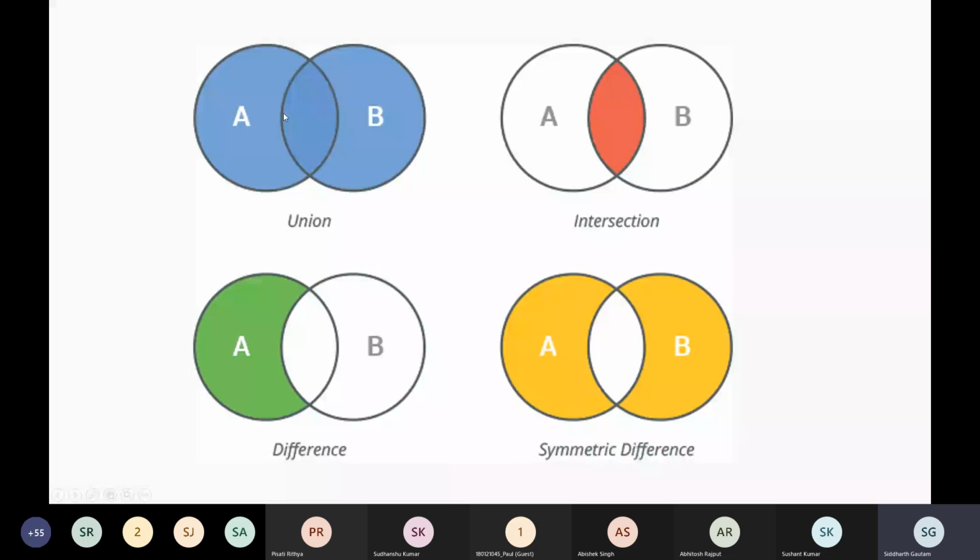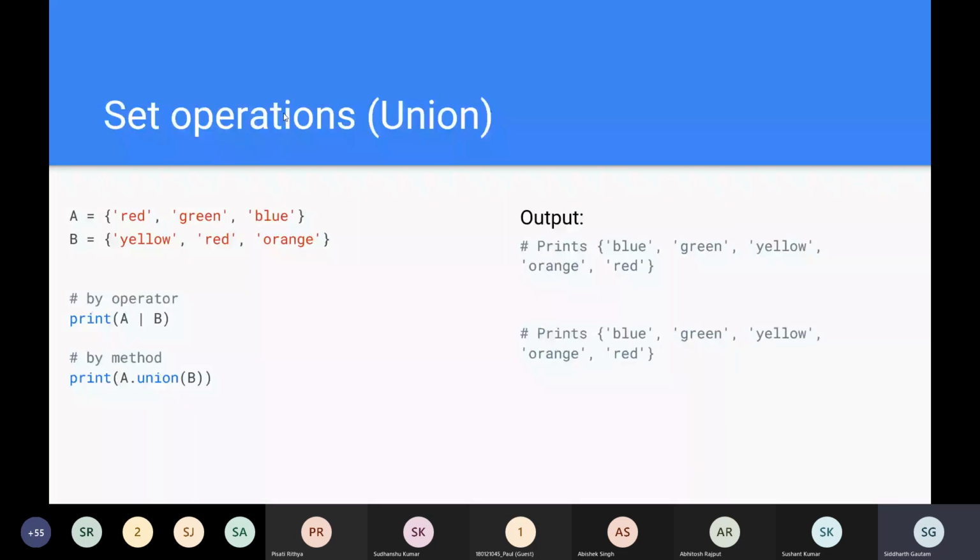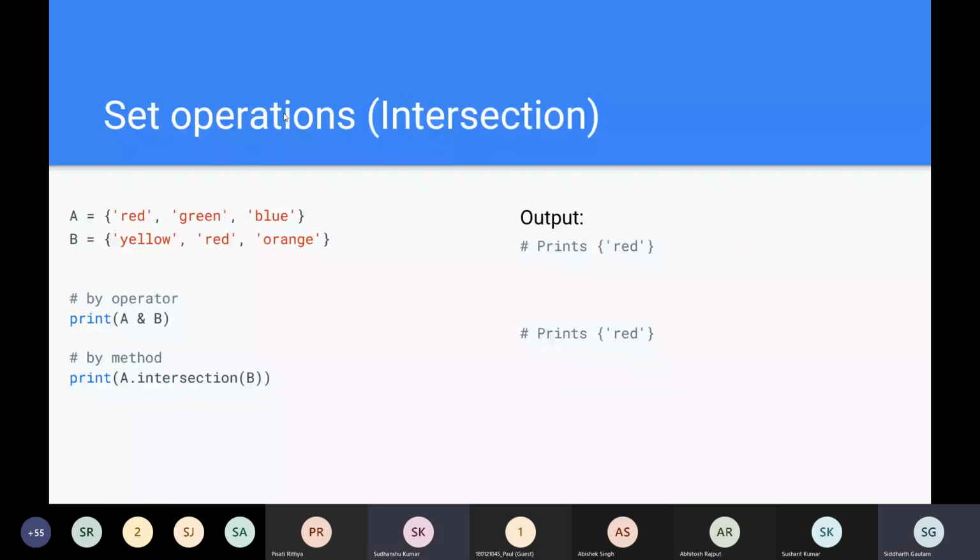Okay, so now let's move on to intersection. Intersection means that we will only count the elements which are common in both A and B. Like we have two sets.